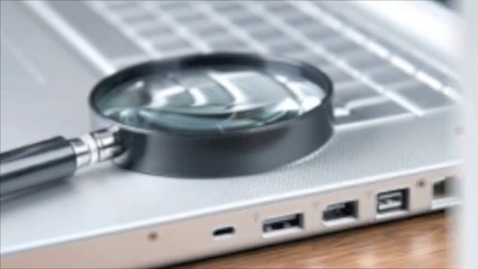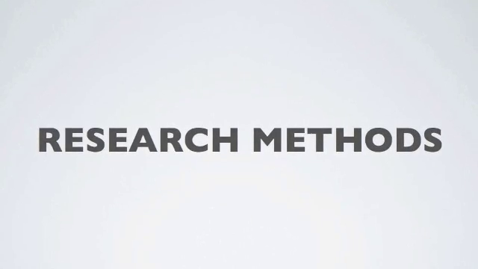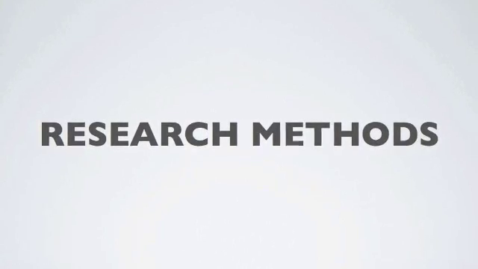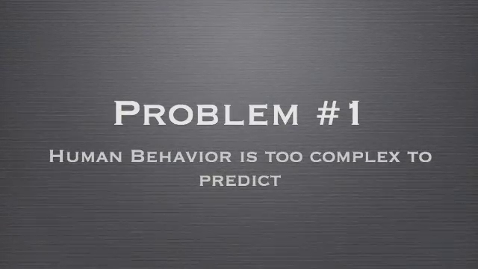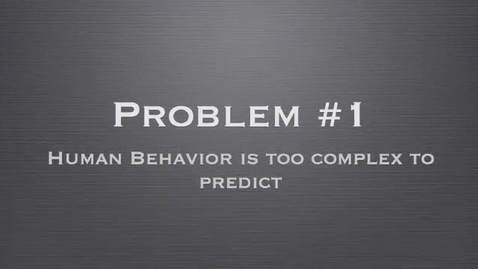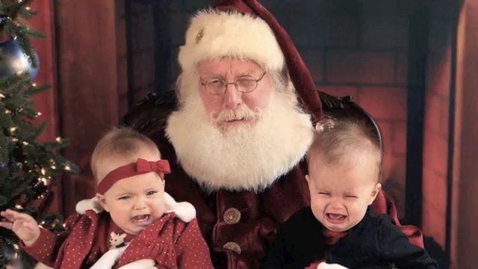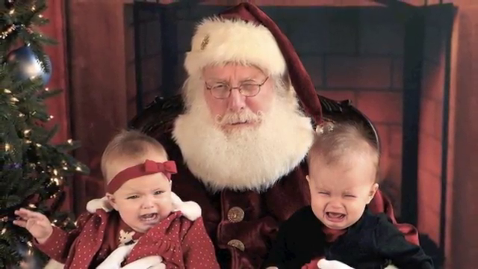The first aspect of research methods that must be gone over is the limitations of trying to study human behavior scientifically. Problem number 1. Human behavior is too difficult to predict. We oftentimes think that people will have a certain reaction to something, however, they don't. How many times have you walked away from a conversation saying, "That's not how I thought that would go"?